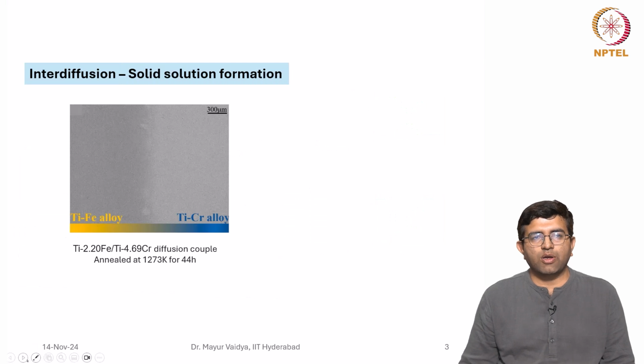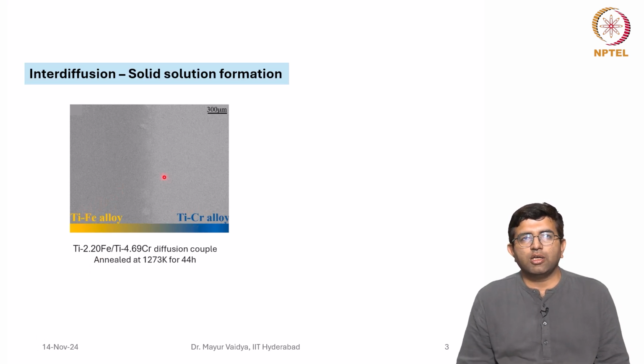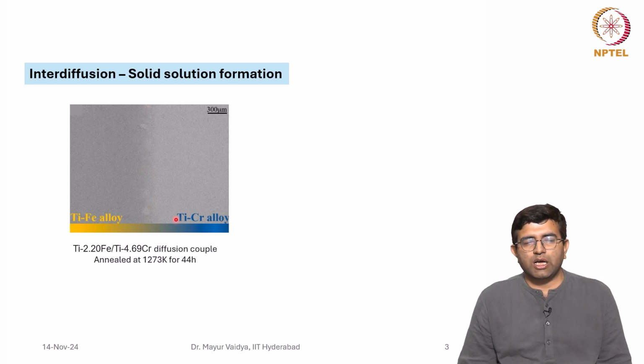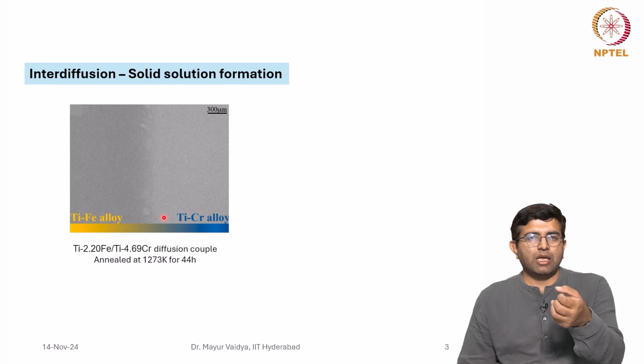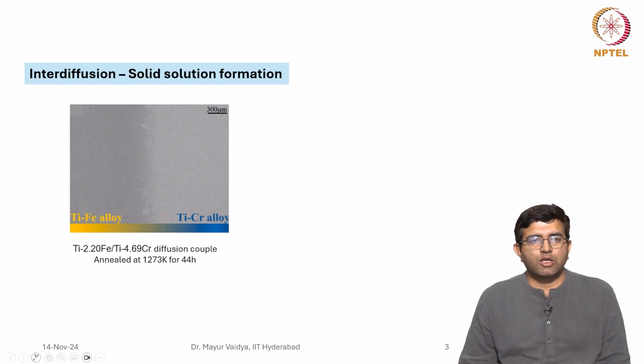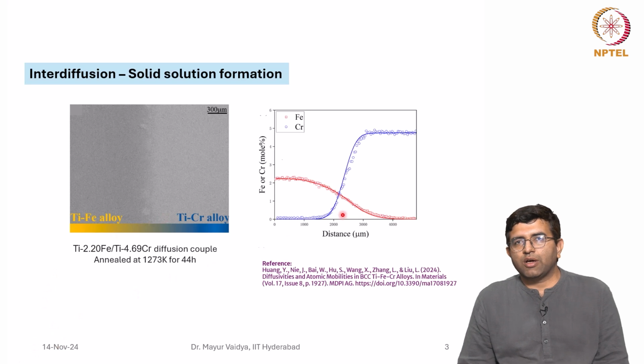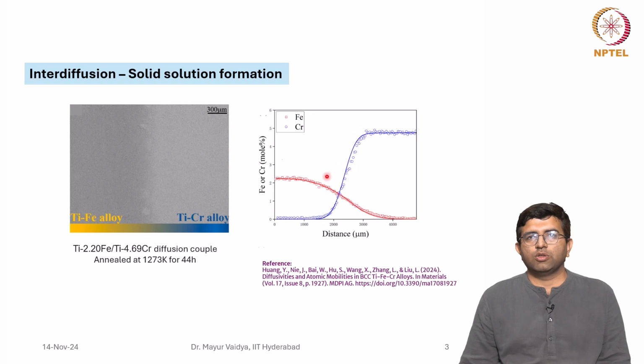So this is the micrograph I wanted to show you, which indicates solid solution formation. You have a titanium iron alloy here, a titanium chromium alloy here, and you see that there is no very distinct contrast present except for the alloy contrast itself. In the interdiffusion zone it is very difficult to see any contrast, which itself is a first-hand indication that there is a solid solution formation. And if you look at the micrograph, you see that there is a continuous variation of the composition. So this is the chromium composition, this is the iron composition, taken from this particular reference.